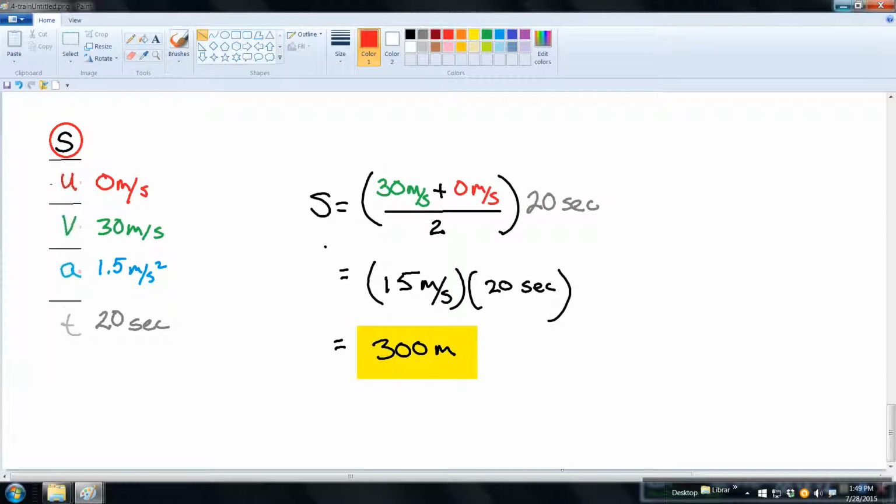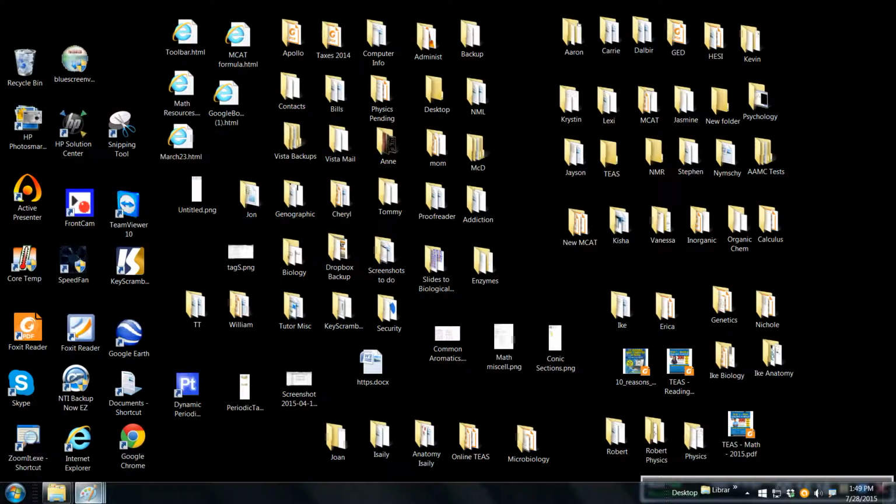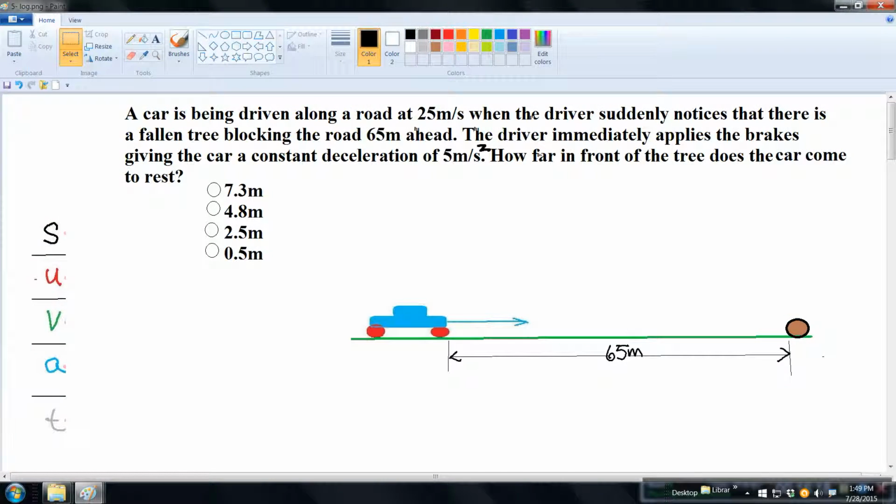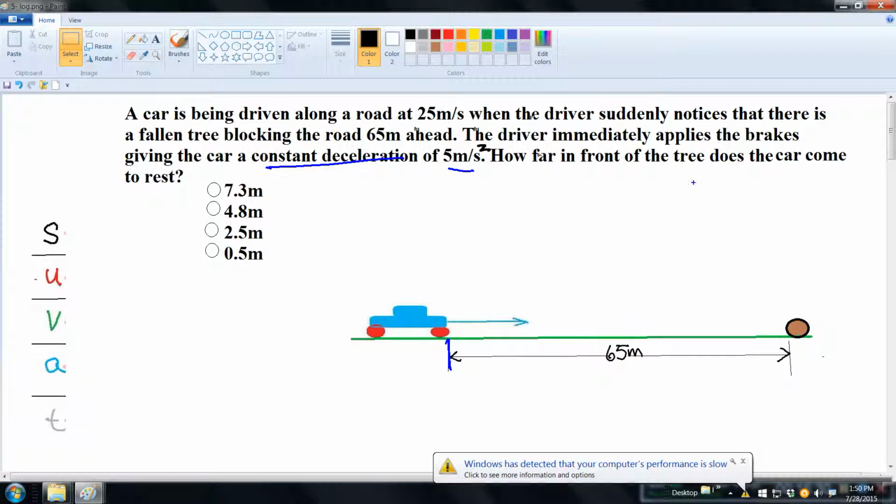All right. And the last problem is a good problem. It's a car. It's being driven along a road at 25 meters per second when the driver suddenly notices that there is a fallen tree blocking the road 65 meters ahead. The driver immediately applies the brakes, giving the car a constant deceleration of 5 meters per second squared. How far in front of the tree does the car come to rest?